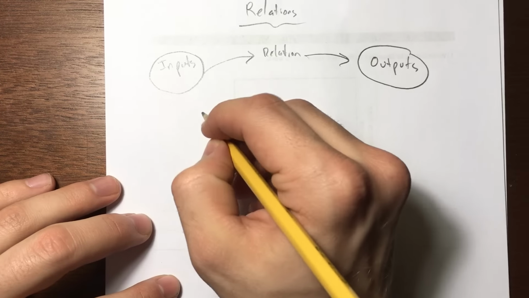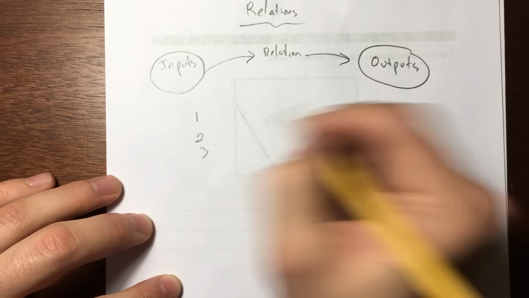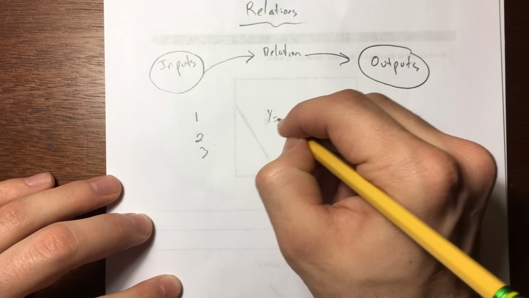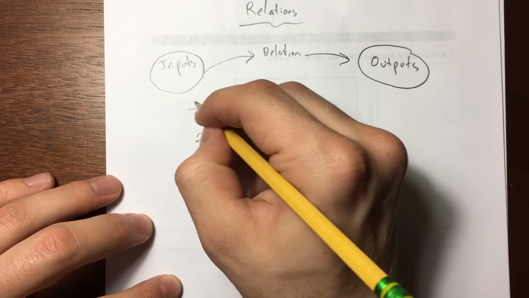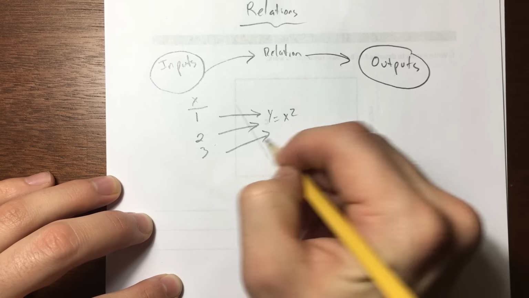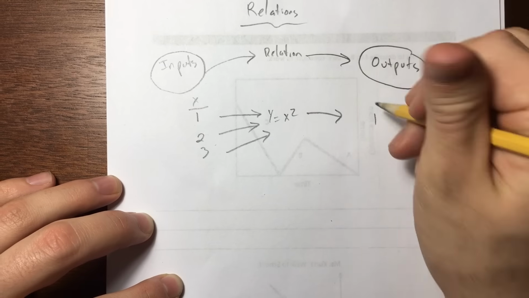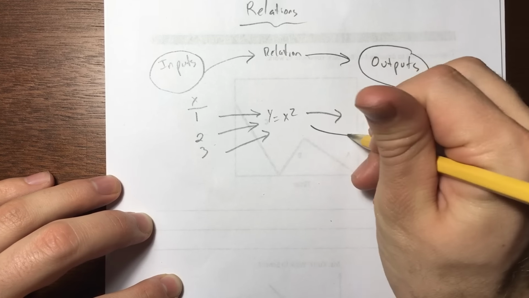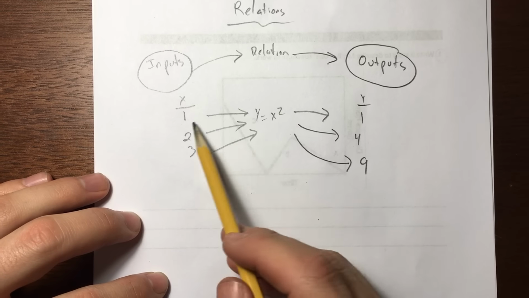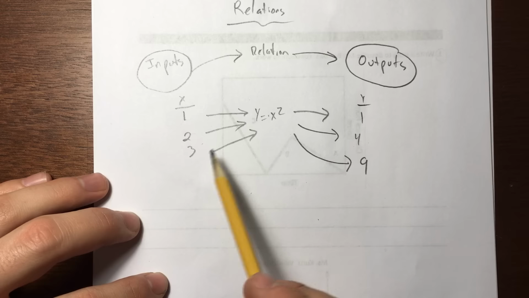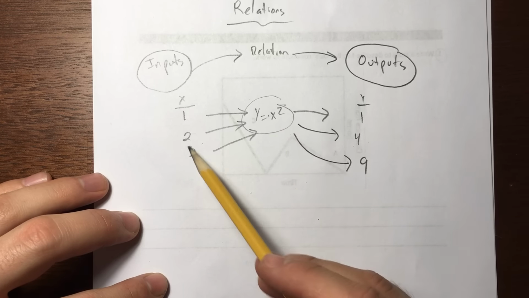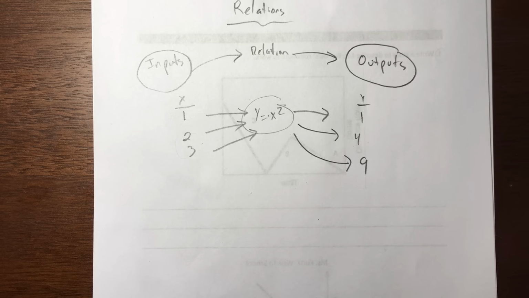An example would be, if we had this set of numbers 1, 2, and 3, we put it into this relation y equals x squared. We can call these our x's, and then we would get out the outputs, our y's, which would be 1, 4, and 9. So you put a 1 in, you get out a 1. Put in a 2, you get out a 4. Put in a 3, you get out a 9. So this would be the relation with our inputs and our outputs over here.